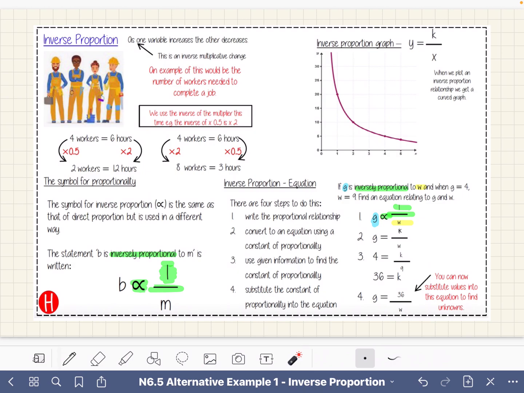We can now replace the proportional symbol and the 1 to become equals K. K is this constant that remains the same throughout all of the equations relating to this relationship between G and W.